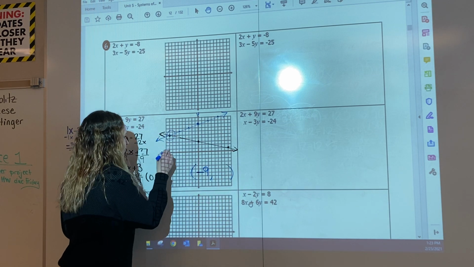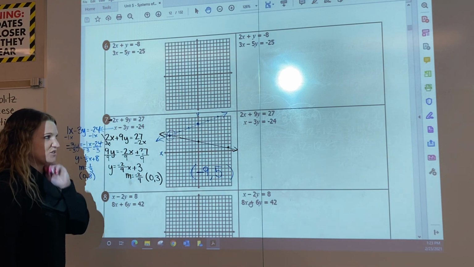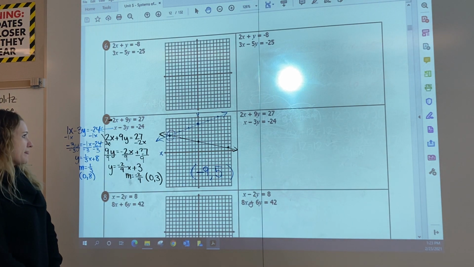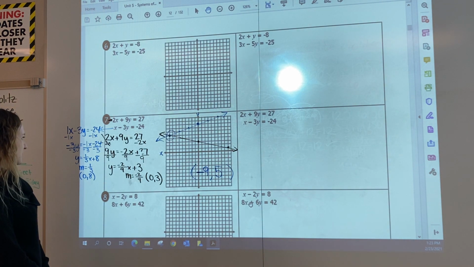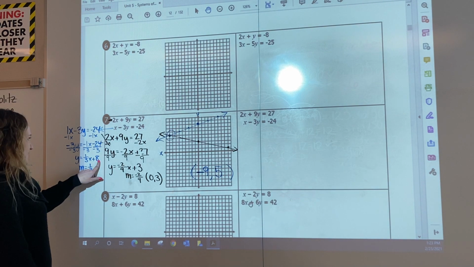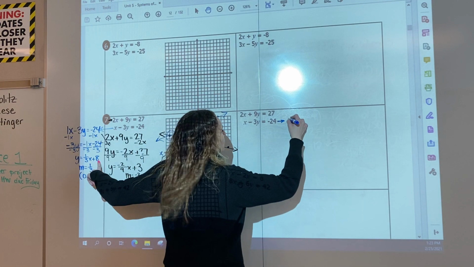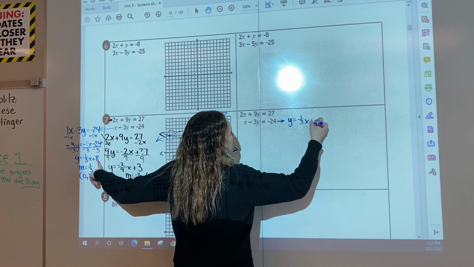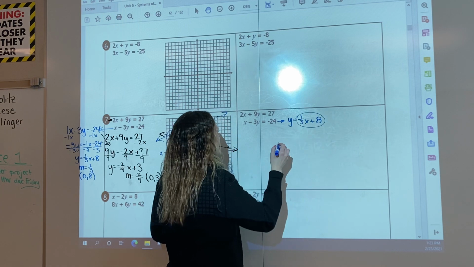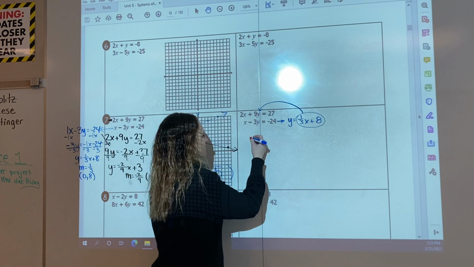Then we need to go up 1, 2, 3, 4, 5. All right, there's my solution. Since we already solved both of these, I am going to plug in this second equation here. So I know that this guy becomes y equals 1/3 x plus 8. So I'm going to substitute this in for the y in that first equation. So let's go and see what happens.